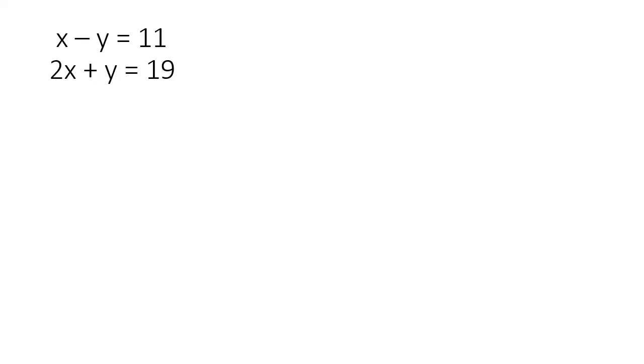So the first problem we have is x minus y equals 11 and 2x plus y equals 19. Remember, we are trying to get an xy pair. We're trying to figure out what xy values will make both equations true. If we were going to graph them, it would be like, when do they cross? What's the ordered pair for that?